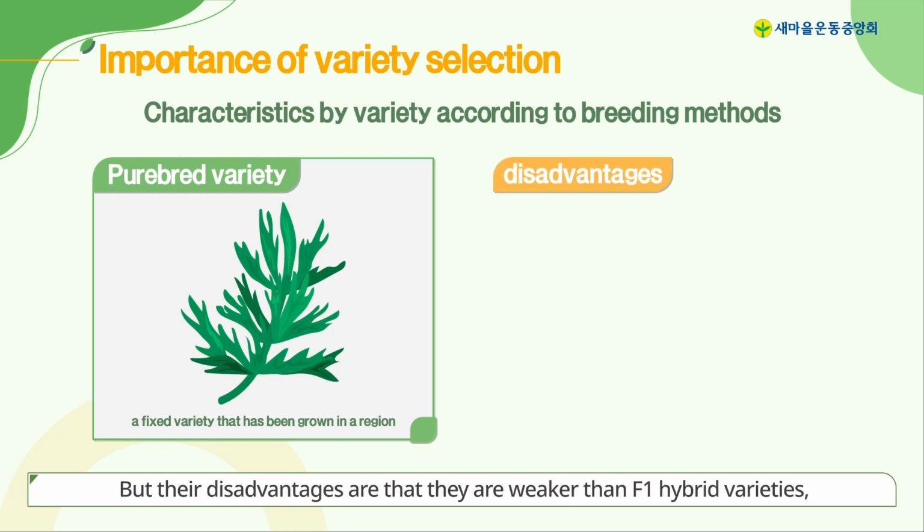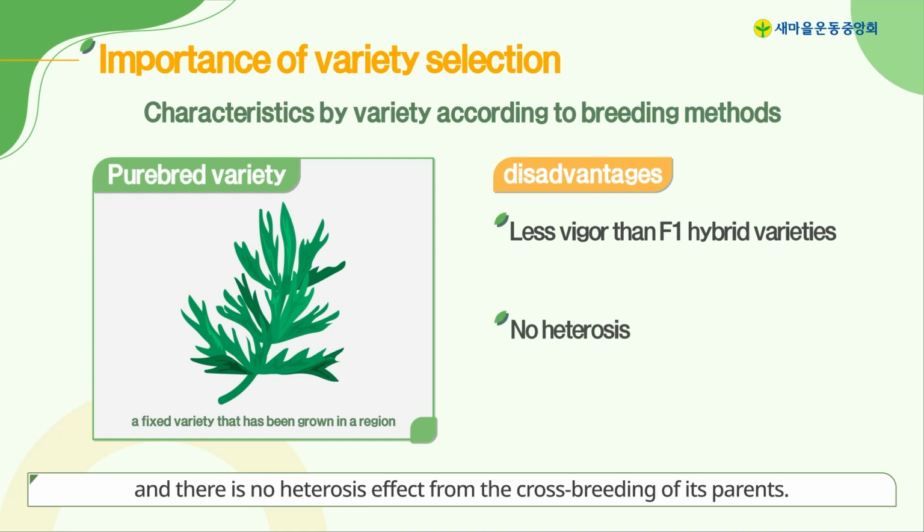But their disadvantages are that they are weaker than F1 hybrid varieties, and there is no heterosis effect from the crossbreeding of its parents. Most vegetable seeds that farmers grow in Korea are from F1 hybrid varieties.